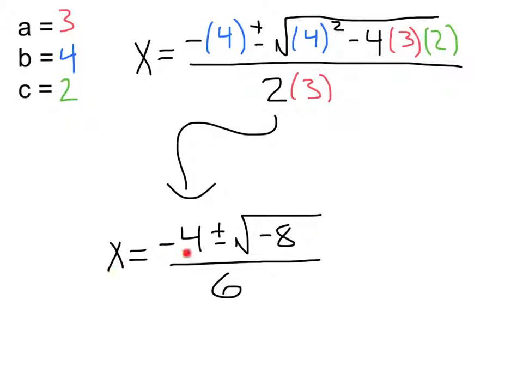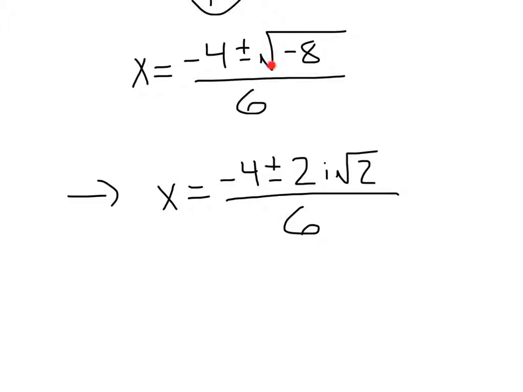Simplifying, we get x equals negative 4 plus or minus square root of negative 8 over 6. Hold on, square root of a negative. Think back, what does that mean? If this is a square root of a negative, it doesn't exist, it's imaginary. And that square root of negative 8 is going to simplify to 2i, where the i represents the square root of a negative, times square root of 2. Always watch out for those complex imaginary solutions.